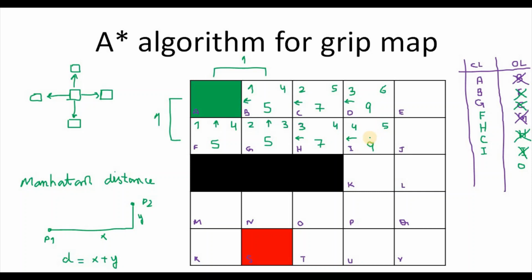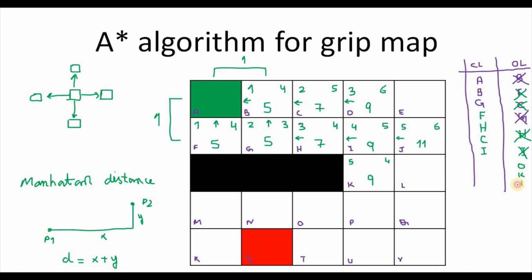Now we see its neighbors. Node I has neighbors J and K, and we calculate their G cost. 4 plus 1, 5, will be the G cost, and H cost will be 1, 2, 3, 4, 5, 6. Okay, and the total cost will be 11. And its parent is, we came from this direction. And similarly, we do for this, 4 plus 1, 5, and the H cost will be 1, 2, 3, 4. Total cost will be 9. And we put J and K into the open list.